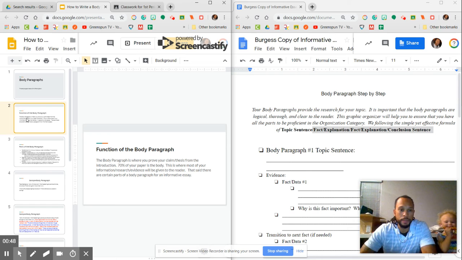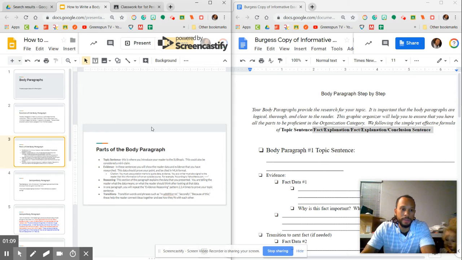What is the function of a body paragraph? Take a look on the side of the screen. You'll see the function of the body paragraph is to prove exactly what you set out to prove in your thesis statement. This is approximately 70% of your paper, especially if you're talking about the number of sentences. This is the body of your paper, the meat of your paper. This is where all the research is in your paper.